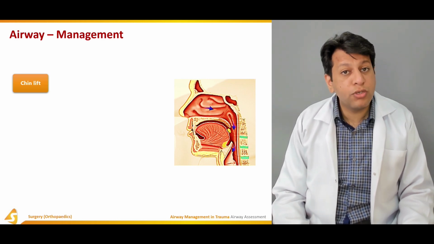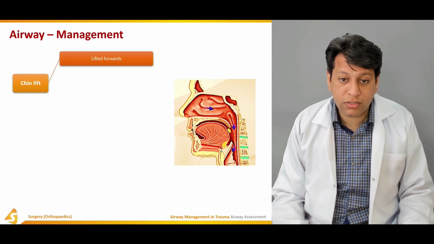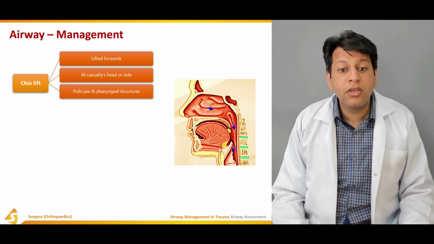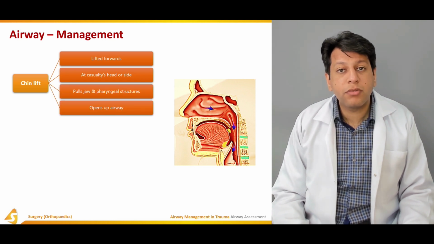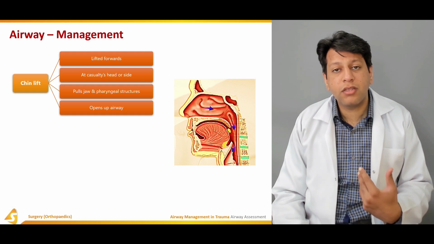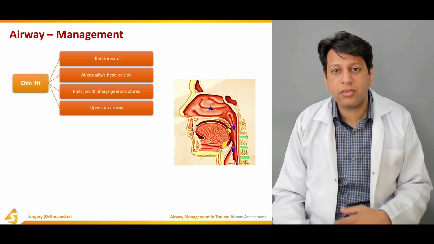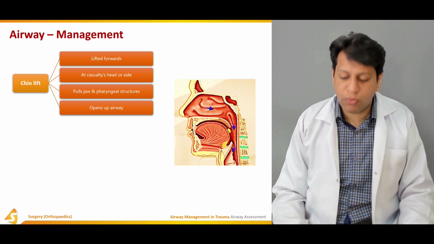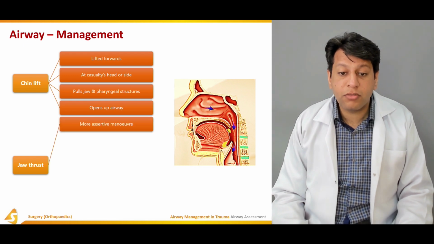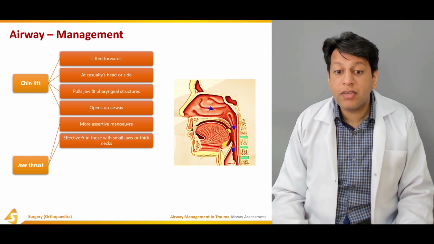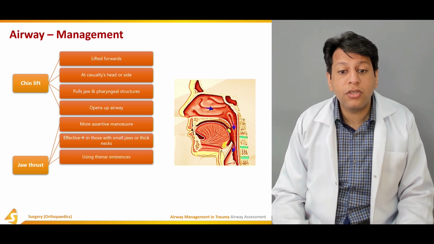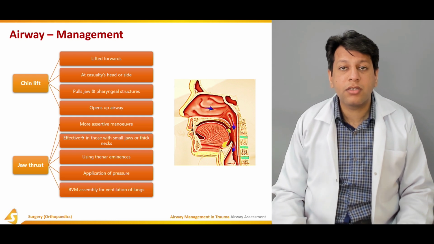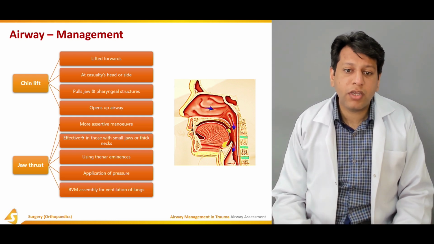As I told you, there are two maneuvers. One is the chin lift and the other is the jaw thrust. The chin is lifted forwards, at the casualty's head or side, pulling the jaw and pharyngeal structures and opening up the airway. Actually, the tongue drops backward, which obstructs the airway, and so chin lift helps to clear the airway because the pharyngeal structures are pushed forward. About the jaw thrust, it is a more assertive maneuver and is effective in those with small jaws or thick necks, using the thenar eminences. Application of pressure in the jaw thrust results in opening of the mouth so that the airway can be cleared.